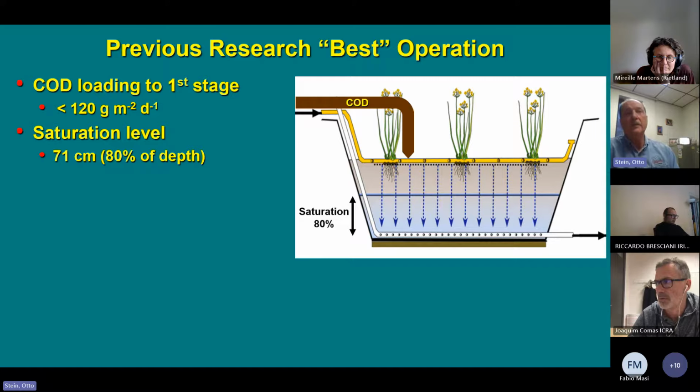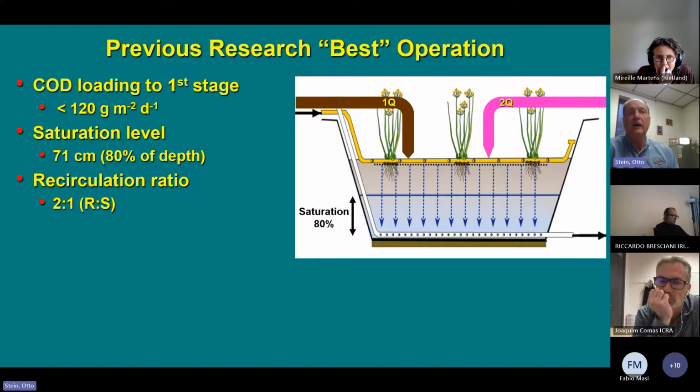We did not want to go deeper than that because we can have extremely cold temperatures, -30, and we did not want to freeze the surface. So we try to keep an unsaturated zone at the top. We looked at the best recirculation ratio, which seemed to be about 2 to 1, recycled then to the incoming septic loading. And we did dosing schedules.